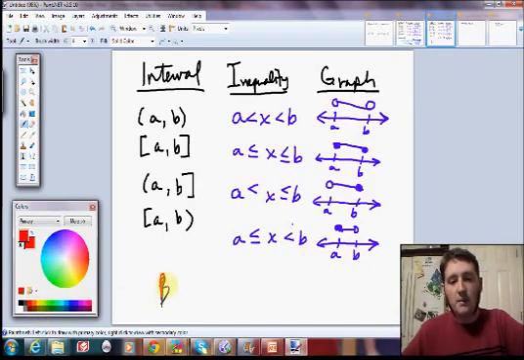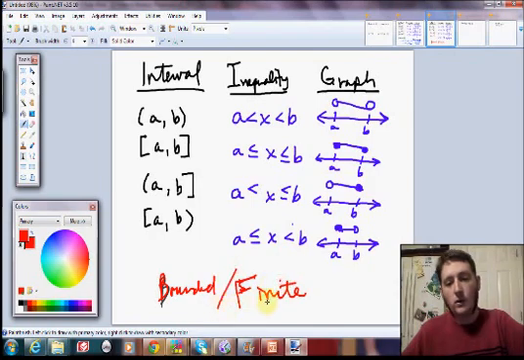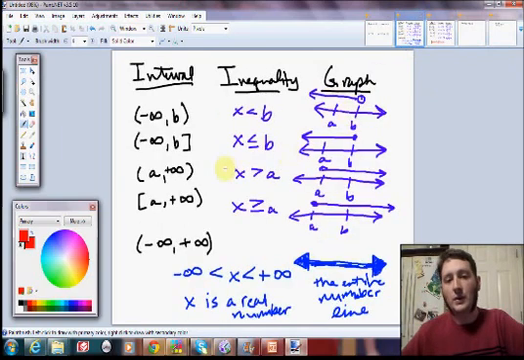Besides bounded, we might also use the word finite. Whereas these intervals are not completely bounded. They're going off towards infinity in one direction or the other, or in the case of this one, both. And so these are infinite intervals.